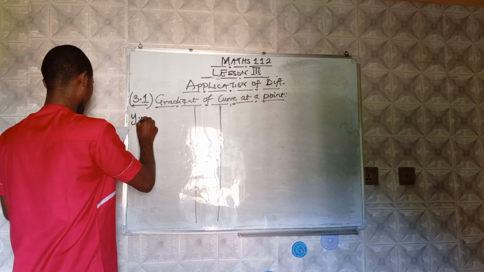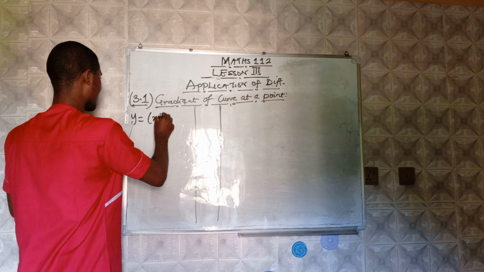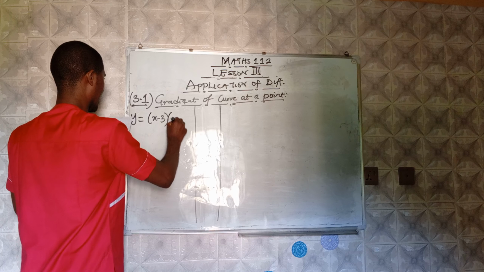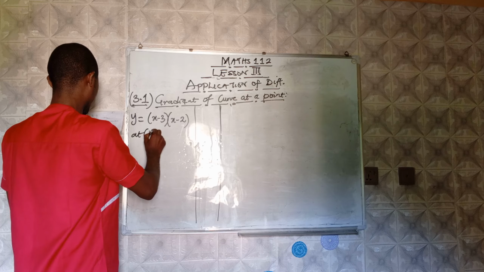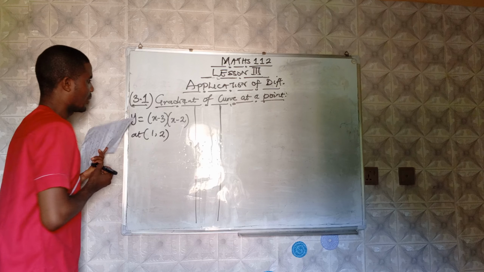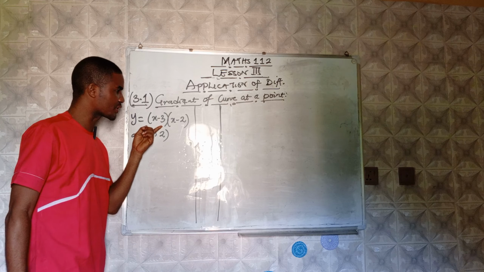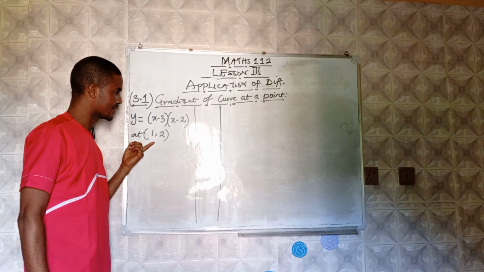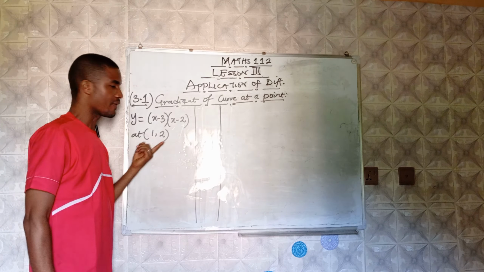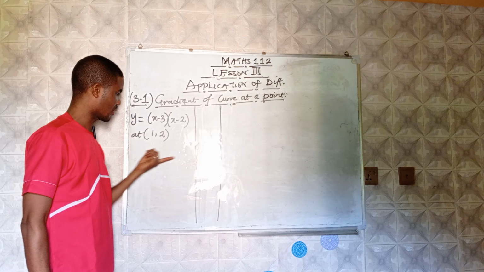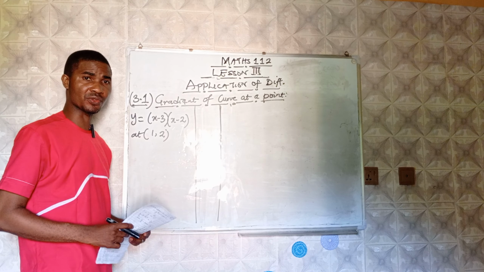They say if y is equal to (x minus 3)(x minus 2) at the point (1, 2), we are asked to find the gradient of this function at this point. Find the dy/dx of this function at this point. That is what the question wants us to do.